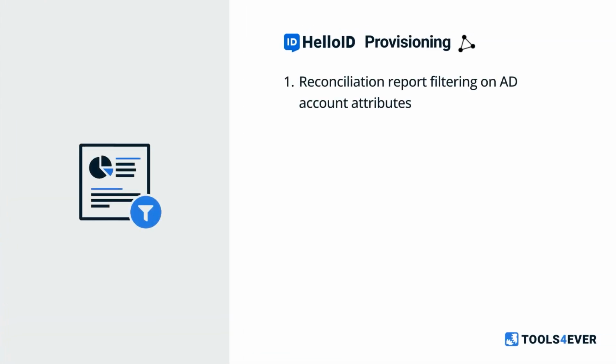With this release, we introduced the option to use filters to be applied to the reconciliation report based on one or all of the mapped attributes for Active Directory system data. So with this functionality, we would like to improve the report insights and also use this as a preparation step toward the next feature coming soon called bulk actions.